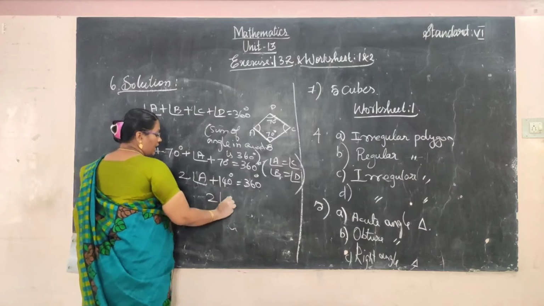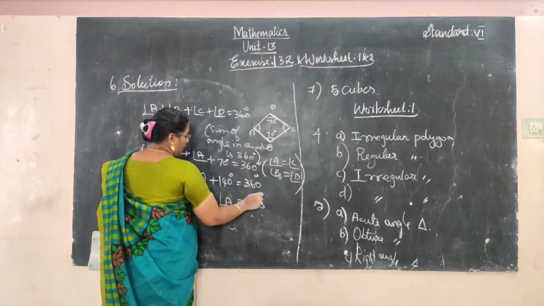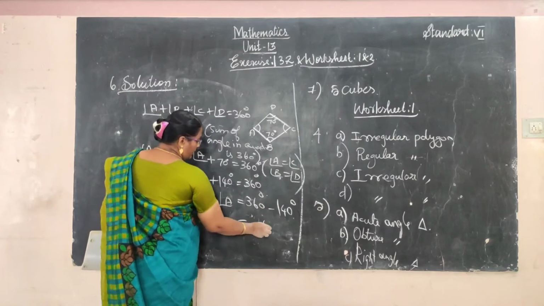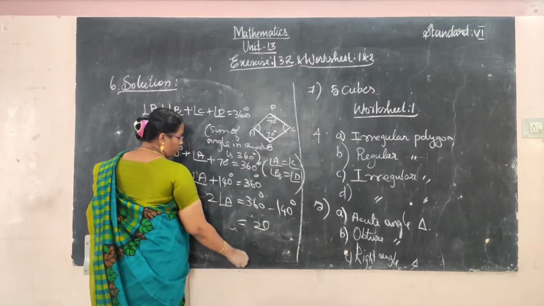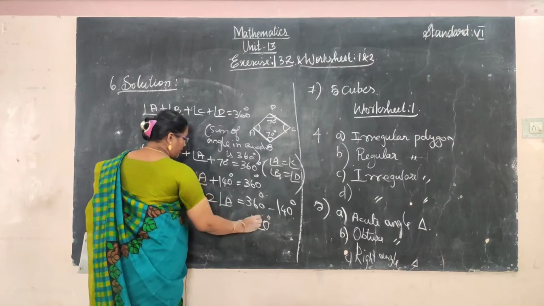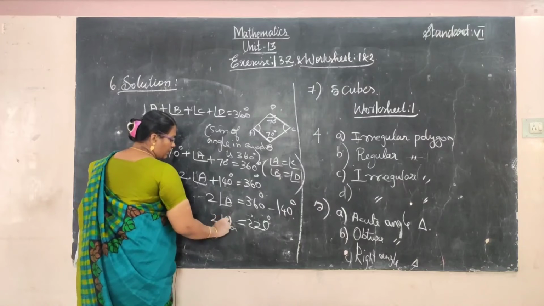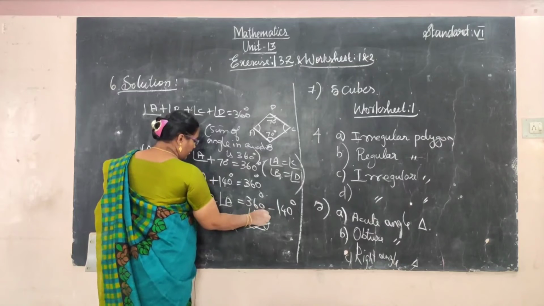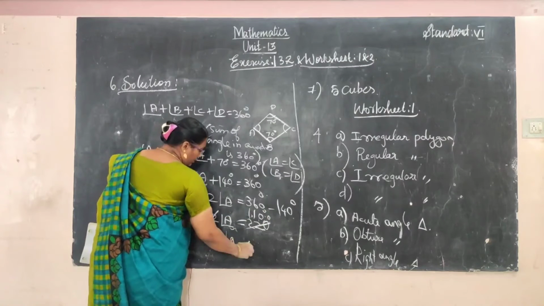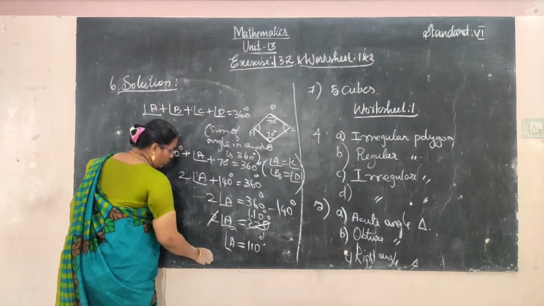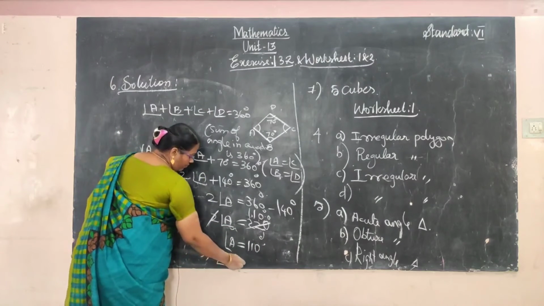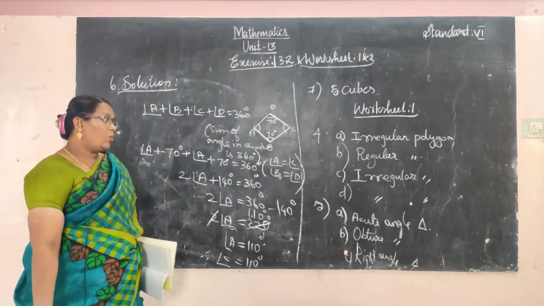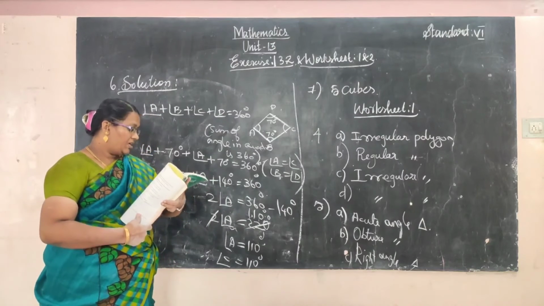So 2 angle A is equal to 360 degrees minus 140 degrees, which is 220. Cancelling the 2 on both sides, we get 110 degrees. So angle A is equal to 110 degrees. Therefore angle C is also 110 degrees because opposite angles are equal. Okay, and the 7th one.